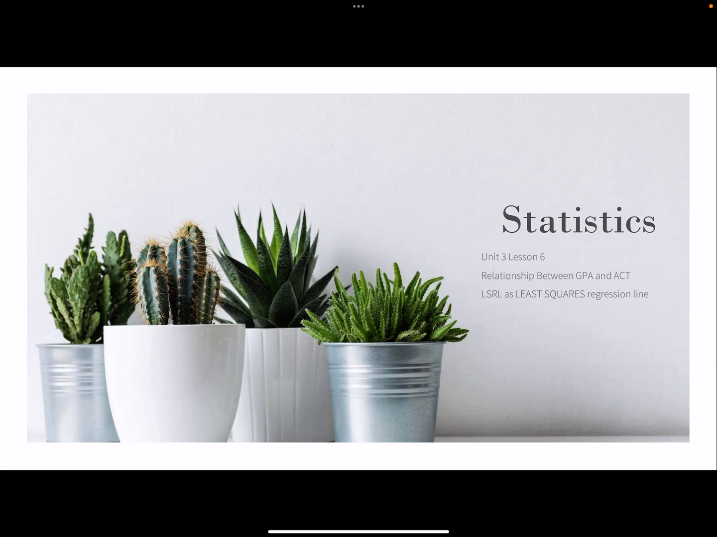This is Unit 3, Lesson 6. We're going to do the relationship between GPA and ACT, where we're going to actually look at the least squares regression line and talk about why it is called the least squares regression line.